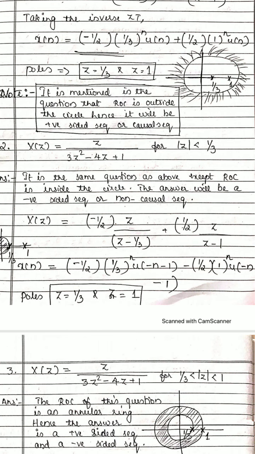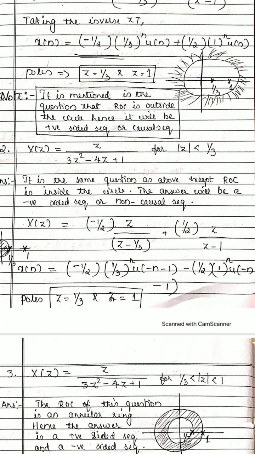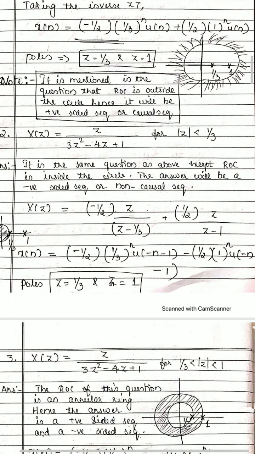That is the minus of 1 by 2, 1 to the power of n u of minus n minus 1, and this becomes 1 by 3 to the power of n minus of u of minus n minus 1, right? Here, since it was minus and you should multiply with the minus, minus into minus becomes plus.